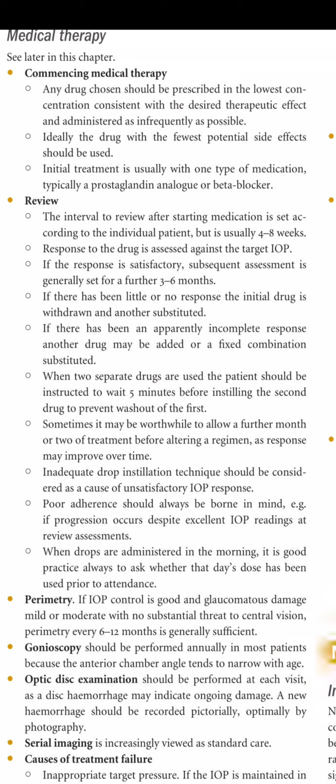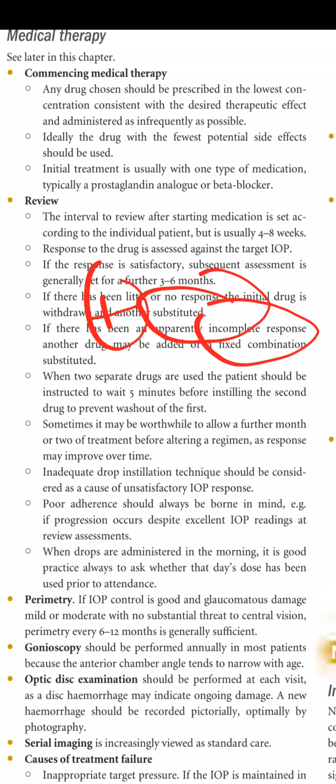So if you see that after 2 months there is no response, you just withdraw the drug and another is substituted. If there has been apparently incomplete response, another drug might be added or a fixed combination substituted. But if there is some response, then you just add a drug, or you can just use a fixed combination.